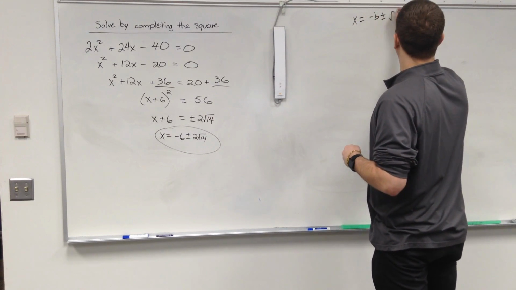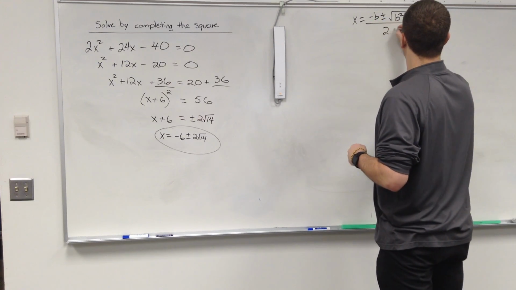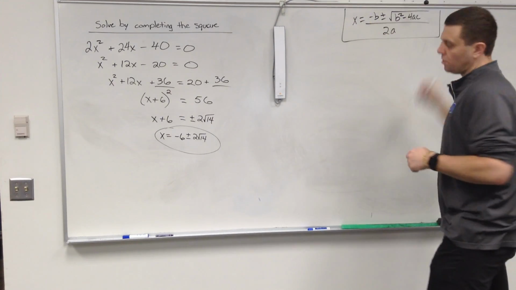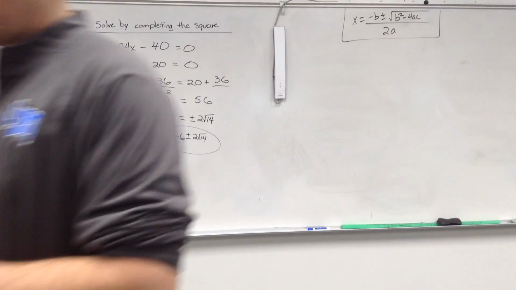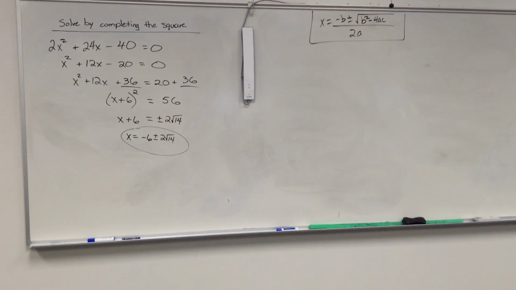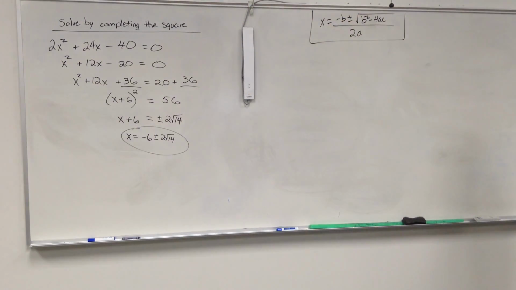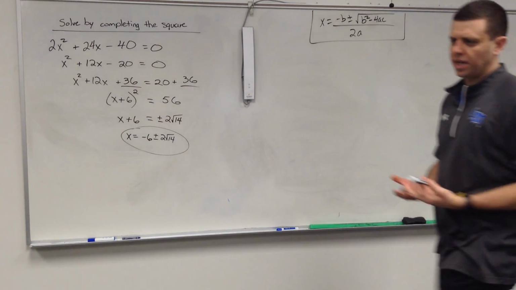So last year, you guys were told that in order to solve a quadratic equation, you could just use this formula. X equals negative b plus or minus square root b squared minus 4ac all over 2a. Okay? And so you did. You used it. In Algebra 2, you just use that quadratic formula.